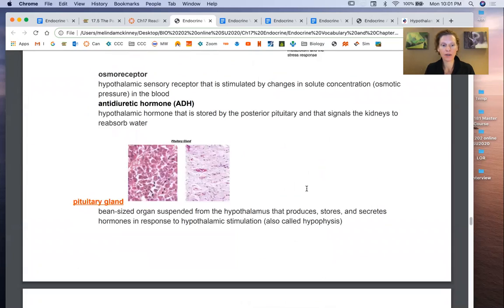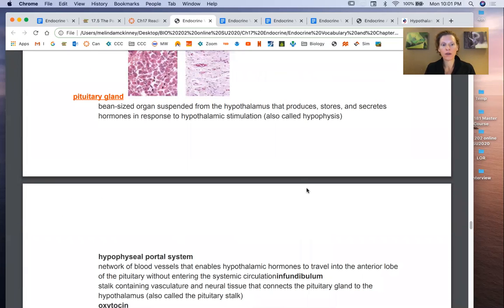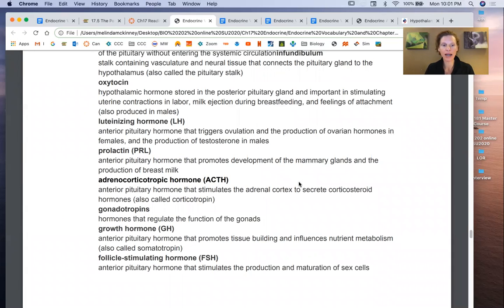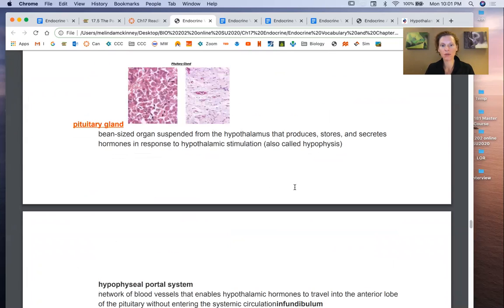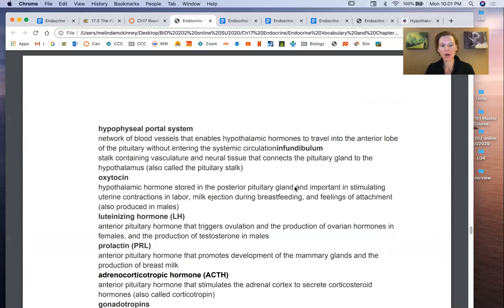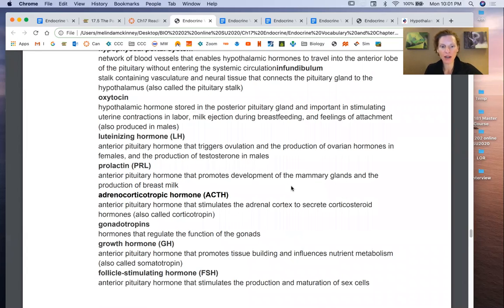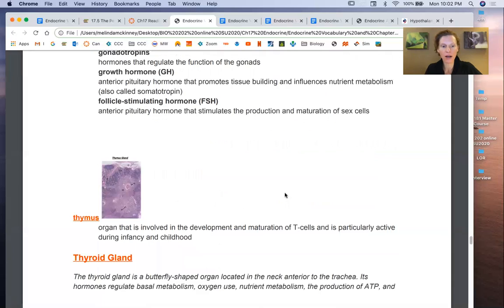All right. So pituitary gland. This one has the most hormones of any gland that you're really going to be responsible for knowing. And so we do have the anterior and the posterior, so go over those and make sure that you know the names of those and their target organs.